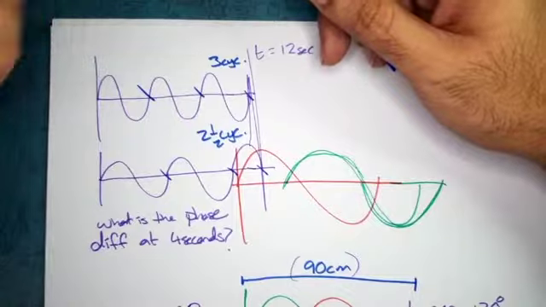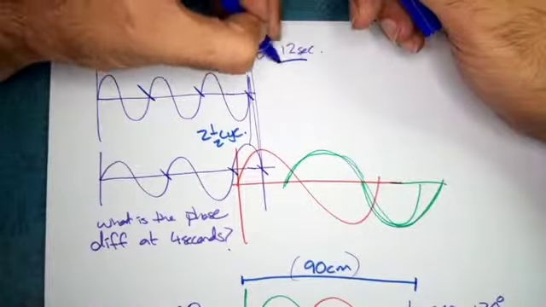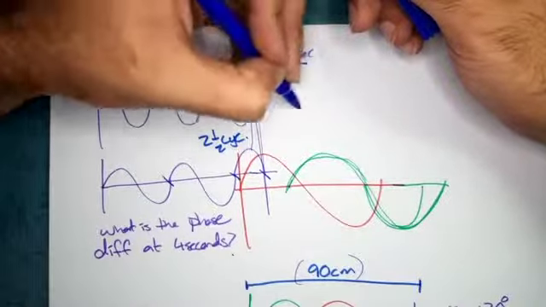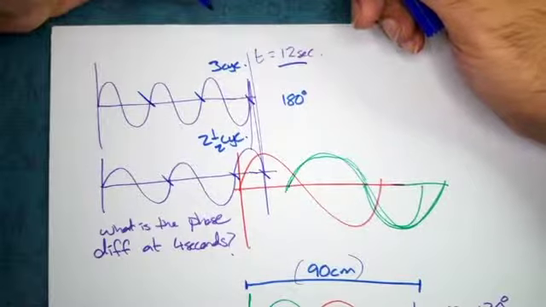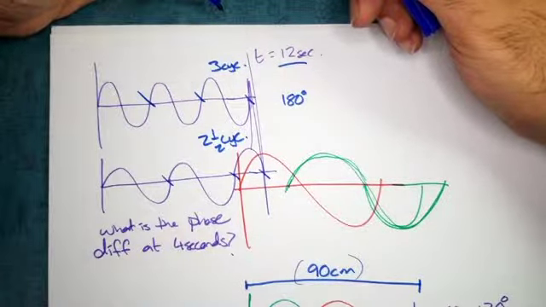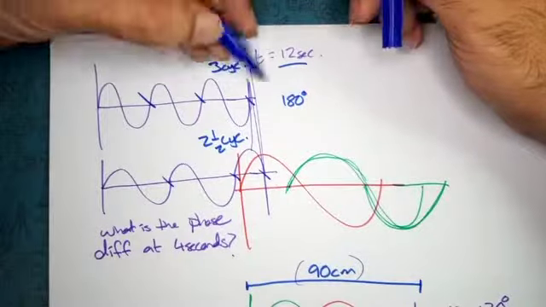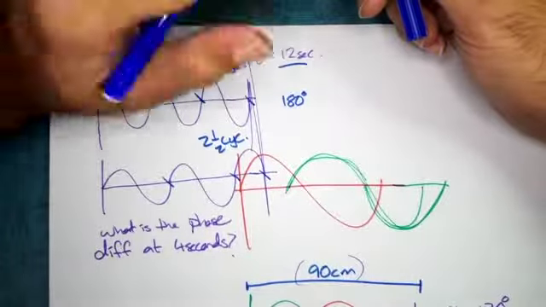Fine. None of that. So after 12 seconds their difference is 180 degrees, plus 0.5, because half a cycle. Half a cycle is 180 degrees, right? Does everyone get this much?